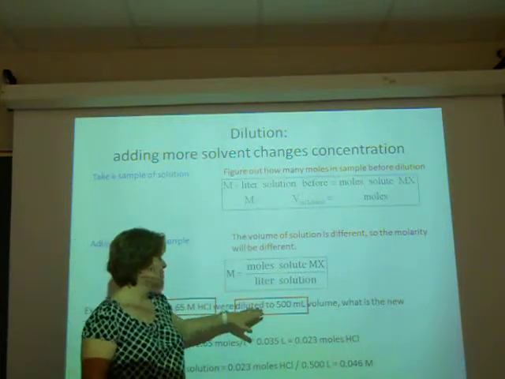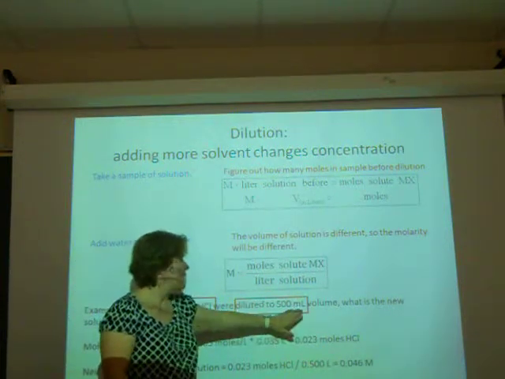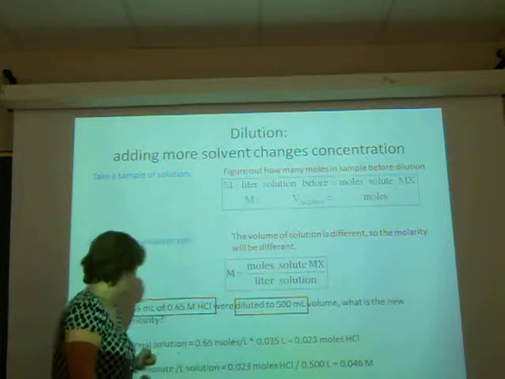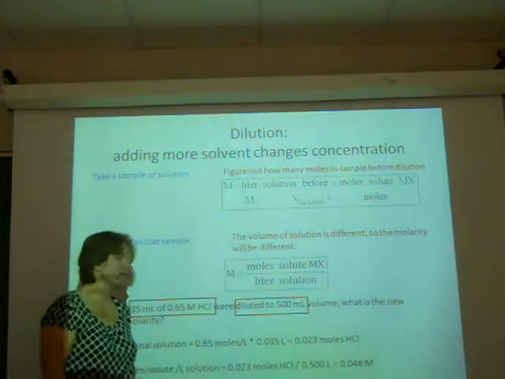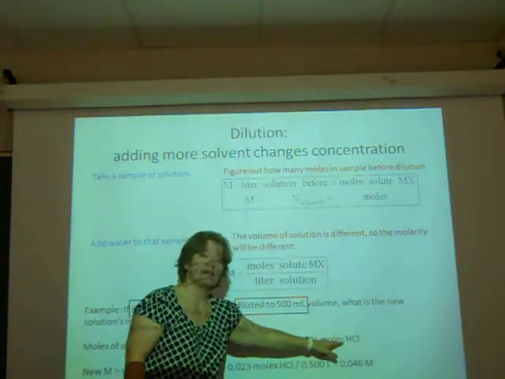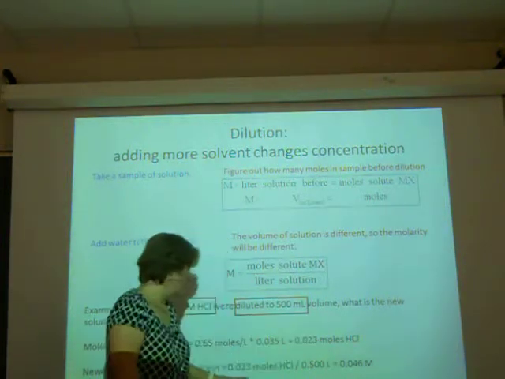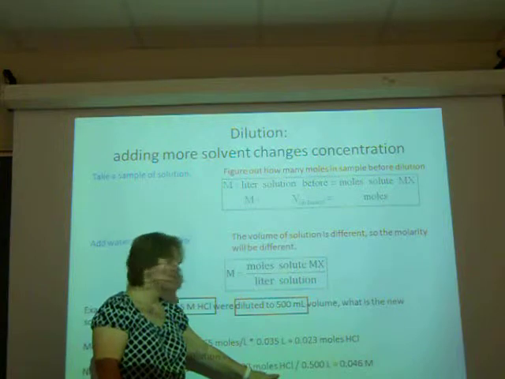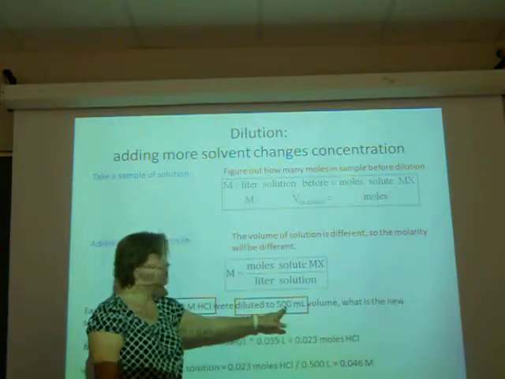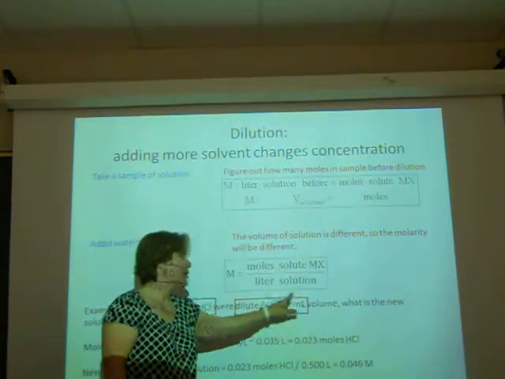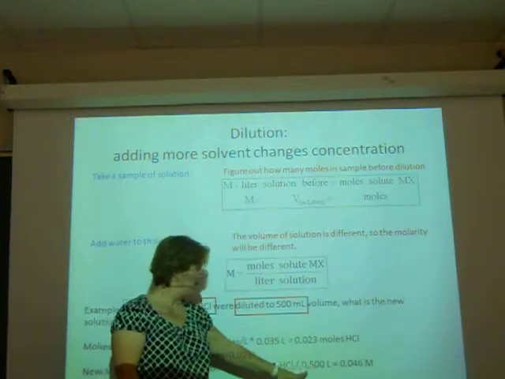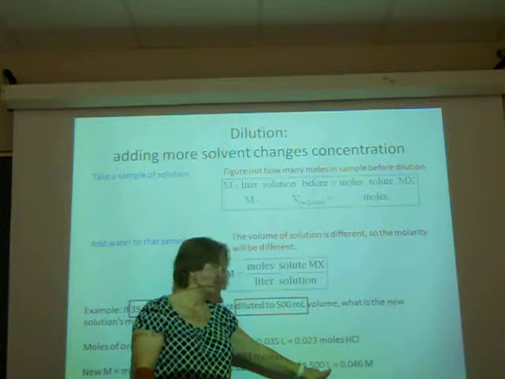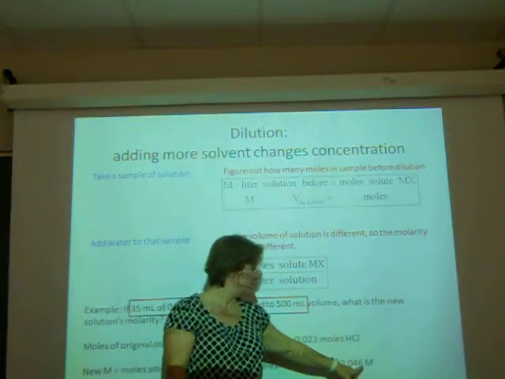After I add the water, diluted means adding the water, I now have 500 milliliters volume. So now I'm going to use my molarity equation. Molarity is moles of solute per liter of solution. I know my moles of solute isn't changing. All I'm doing is adding solvent. So I put that number on top, and I divide it by my new liters of solution. Again, it's in milliliters, so I need to convert to liters. Three decimal places to the left, 0.500 liters. When I do that, I get 0.046 molar.